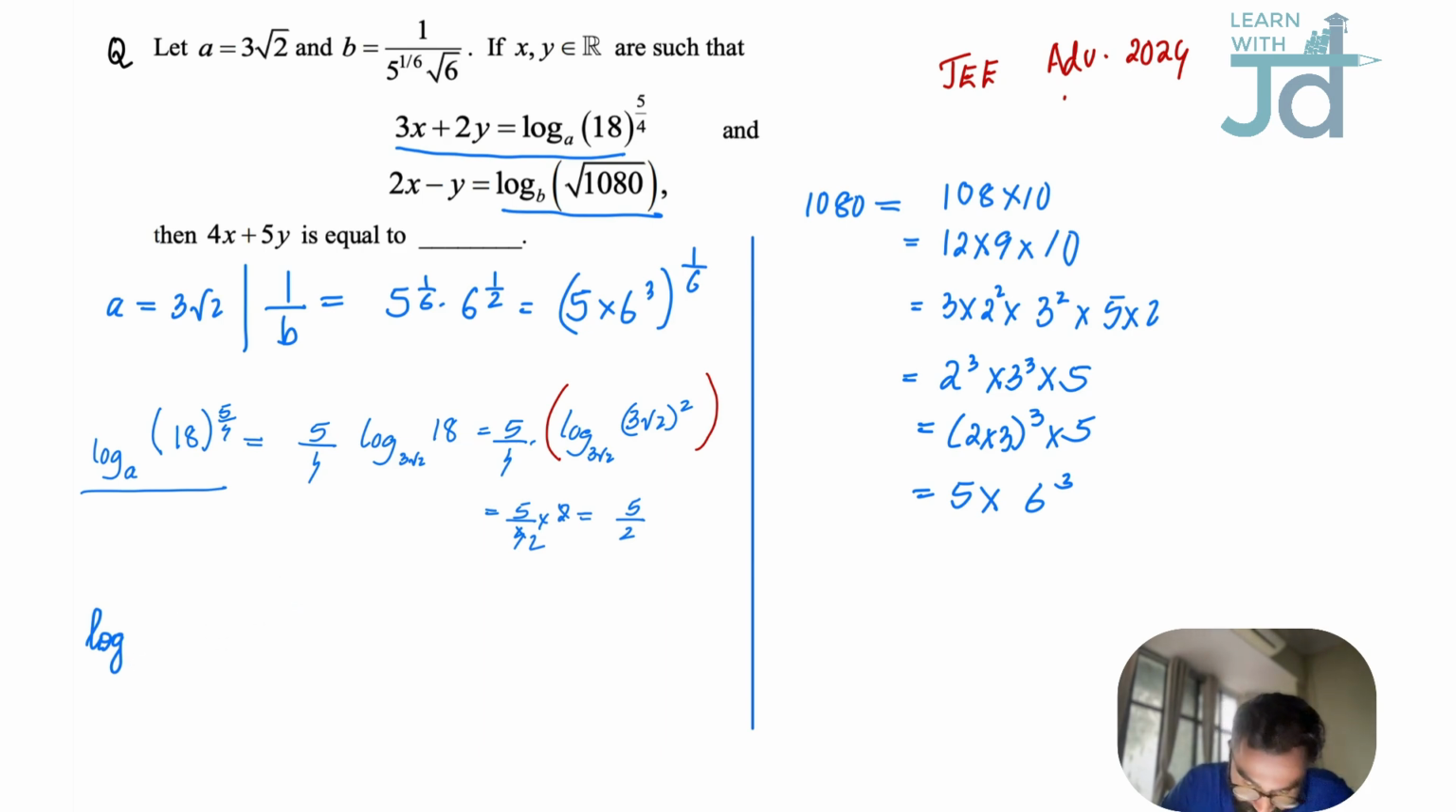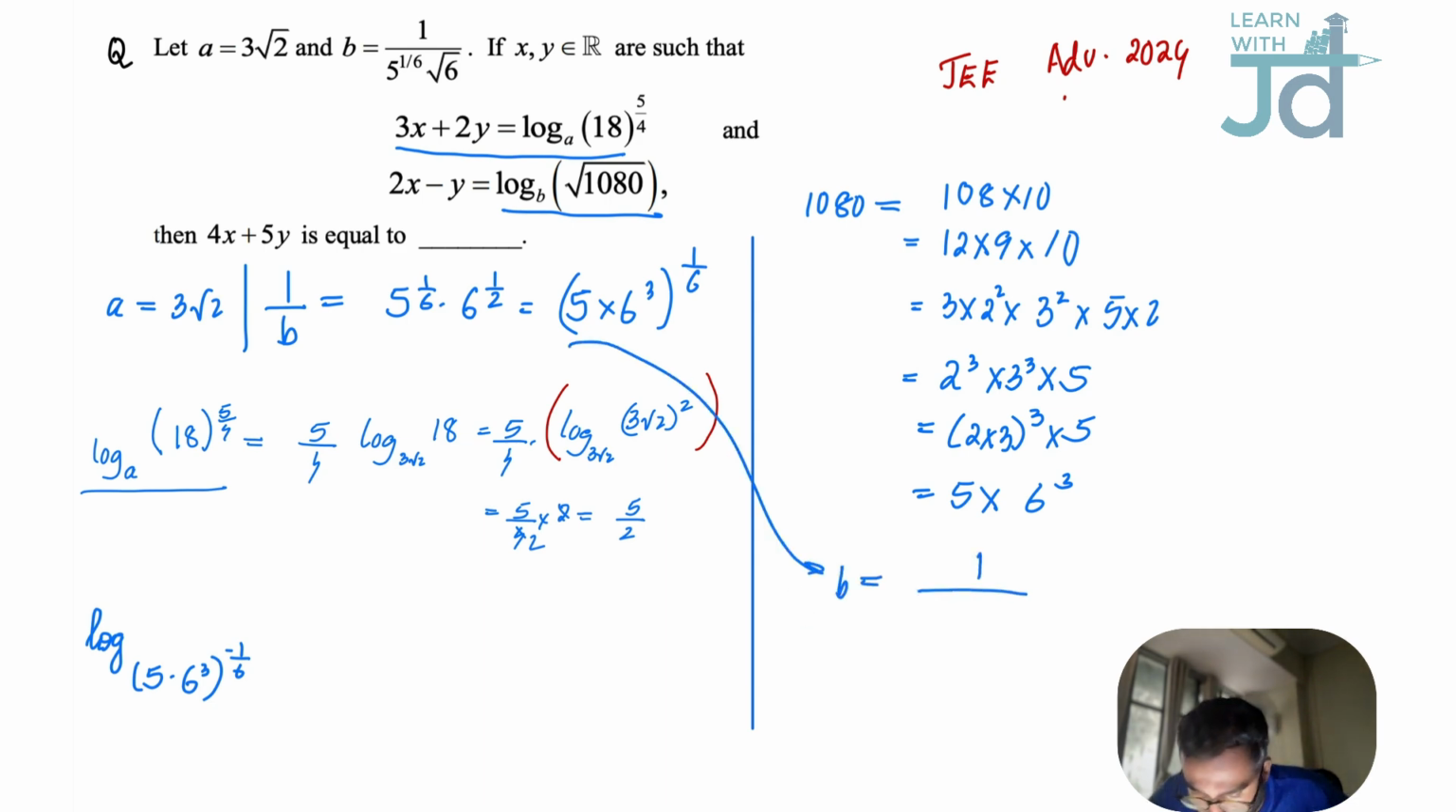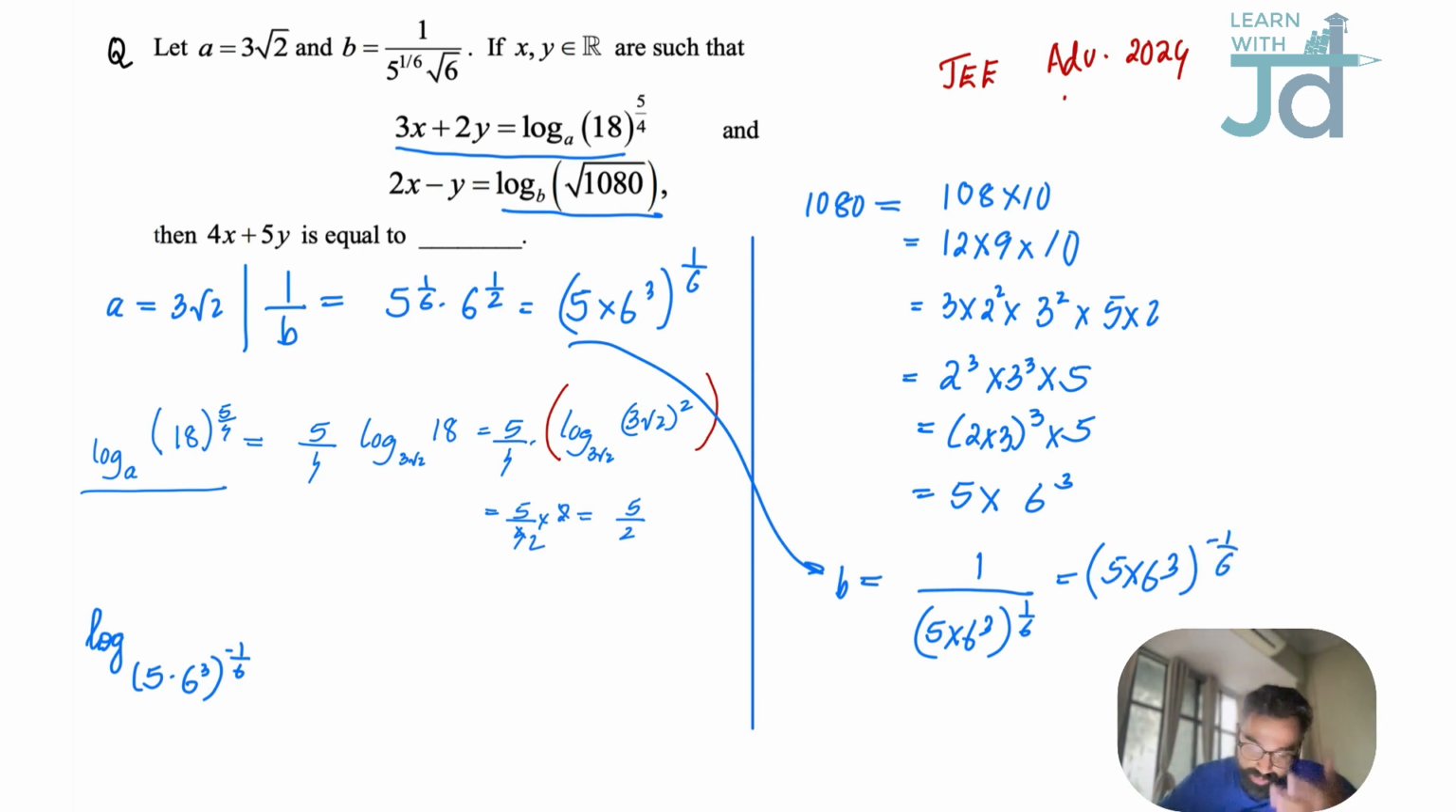So I can, instead of b, write it like this: 5 into 6 cube raised to 1 by 6 raised to minus 1 by 6. Why? Because here b is equal to the reciprocal of 5 into 6 cube raised to 1 by 6. So that is 5 into 6 cube raised to minus 1 by 6, isn't it? So like that I wrote it in the base. Okay. Now what is 1080? That is your 5 into 6 cube raised to half.